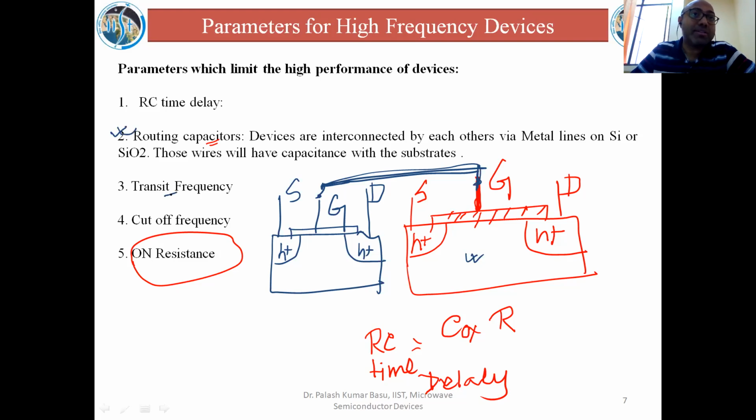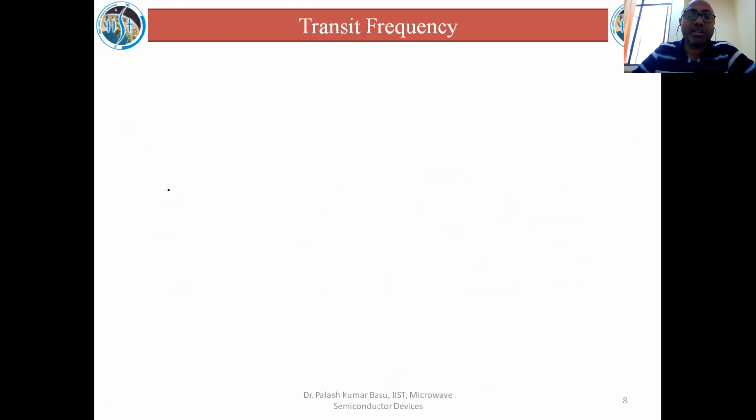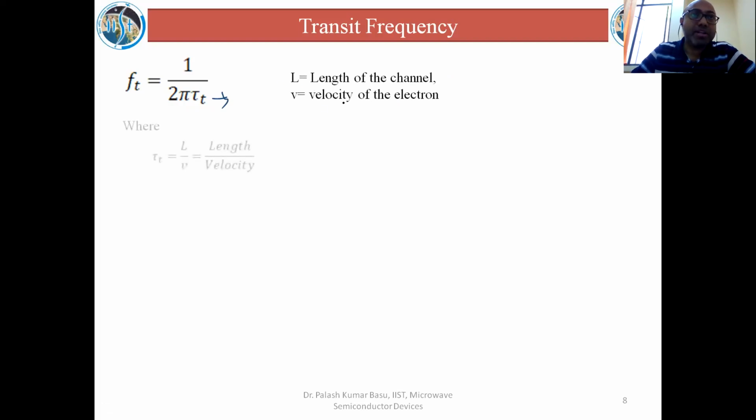What is transit frequency? We'll see the transit frequency here. That is my transit frequency: frequency is equal to 1 by 2 tau t, where tau t is the transit time. So L is the length and V is the velocity, correct?